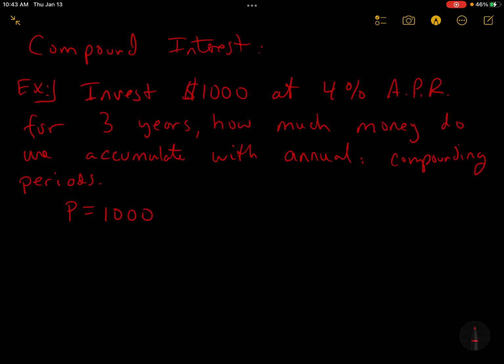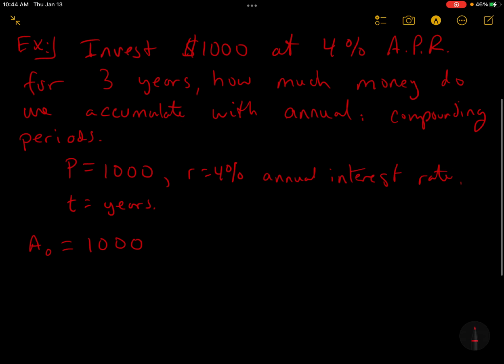I already lost my voice this week. Our interest rate is 4%, which is an annual interest rate. And we use T for time, and T is measured in years. For now, we're compounding once a year. So our accumulation is what? We start off with, I'll call this A0. So at time zero, we got $1,000 in the bank that we're putting in.